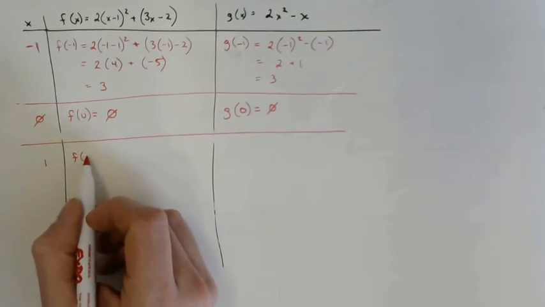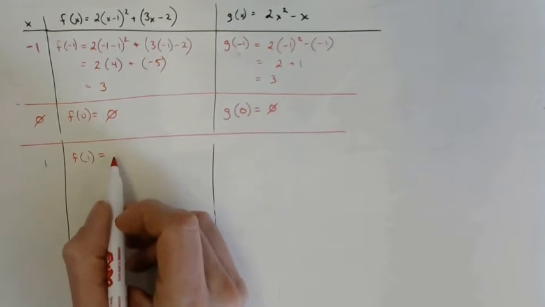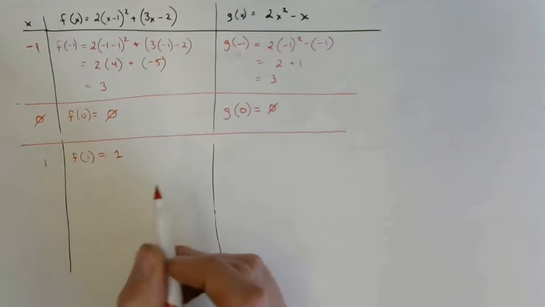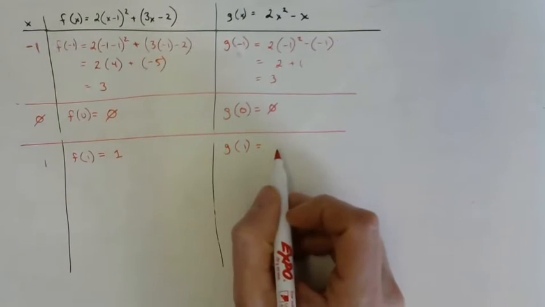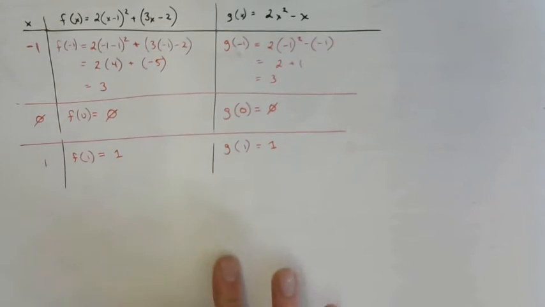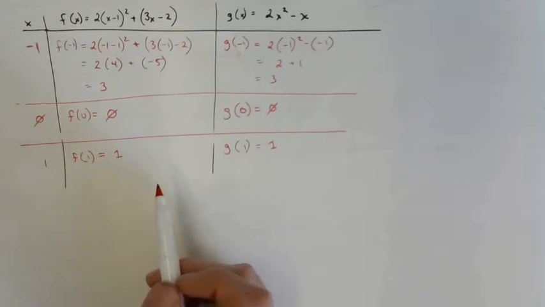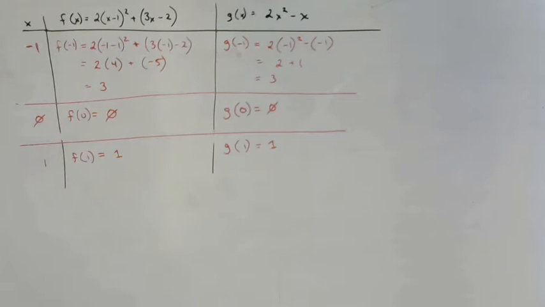Surely a third point would prove that they're equivalent, right? Surely. Maybe. The value of the function f at 1 is 1, and the value of the function g at 1 is 1. All right, we have 3 points where they have the same value. Surely we've proven that they're equivalent. No, this is still not sufficient.